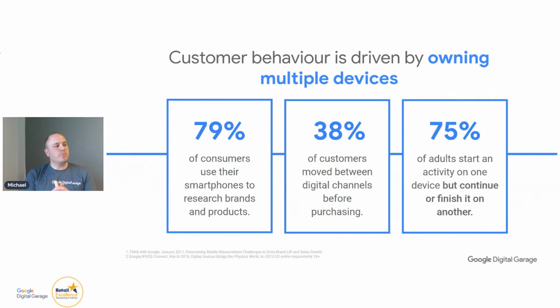So, customer behavior is driven by owning multiple devices. People can now research anything, anywhere, at any time online. Take a look at some of the stats. 79% of consumers use their smartphones for research before purchase. Would you agree with that? Pop it in the chat, let me know. I know for a fact that I do. I know my wife does. I know my friends do. I know my family do.